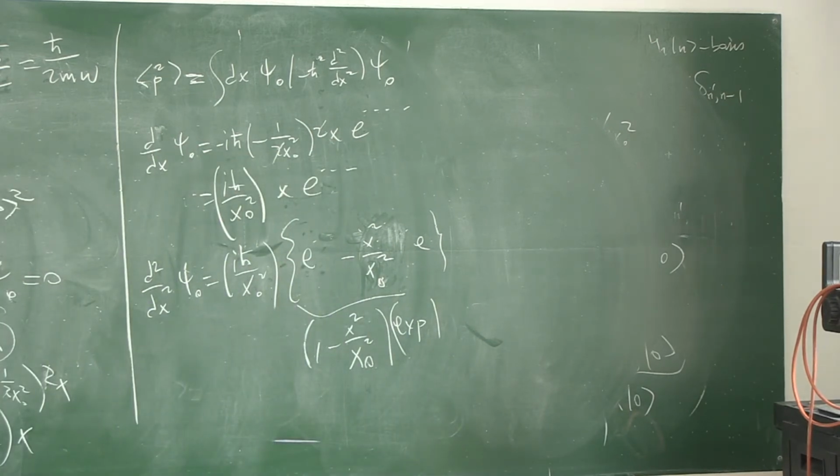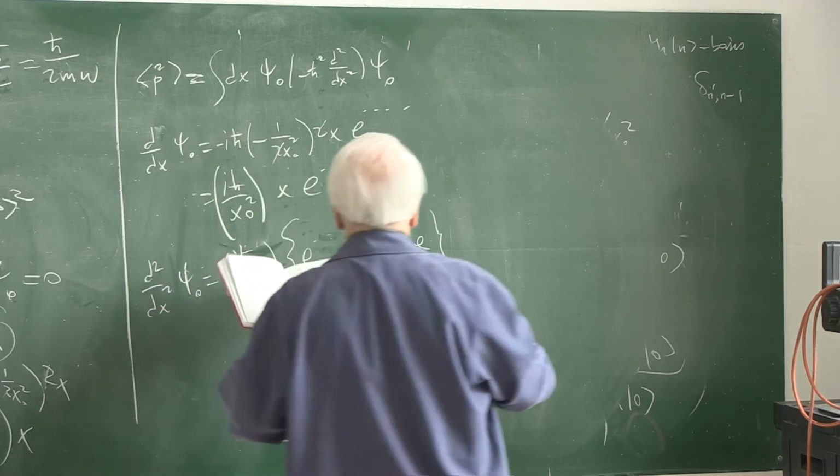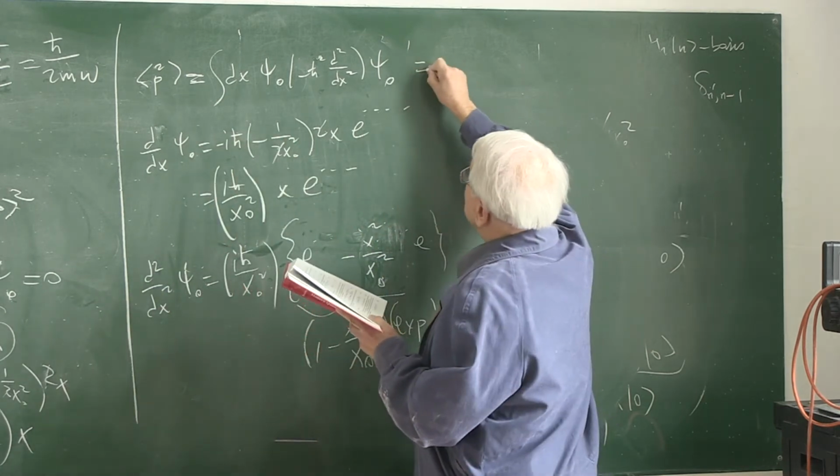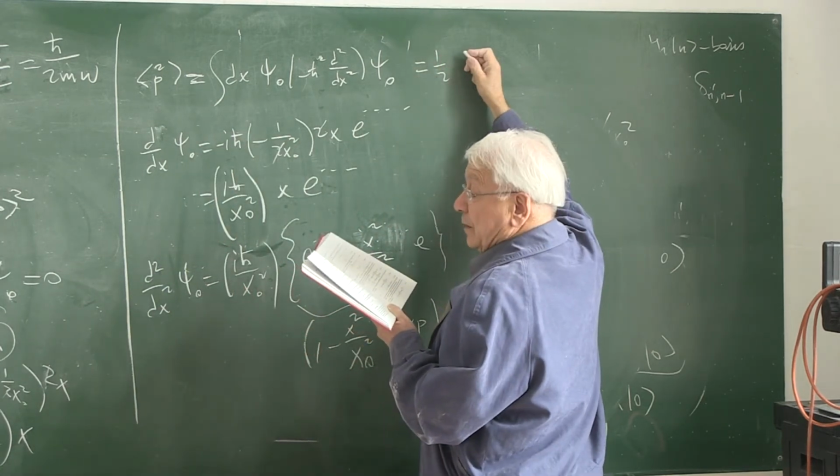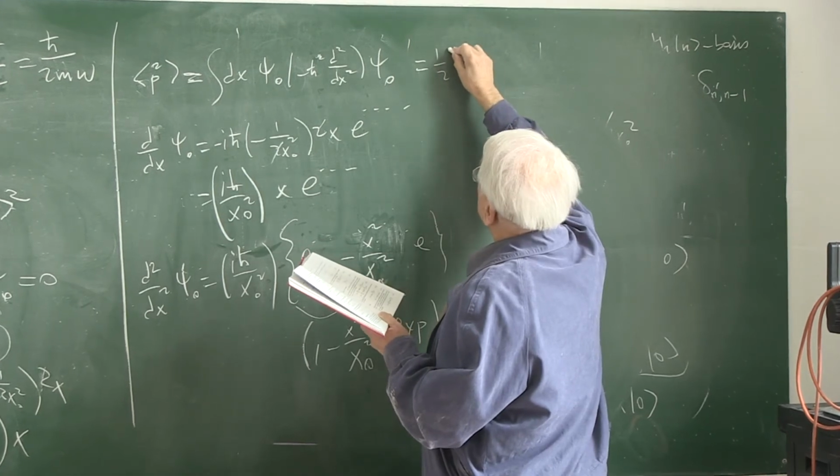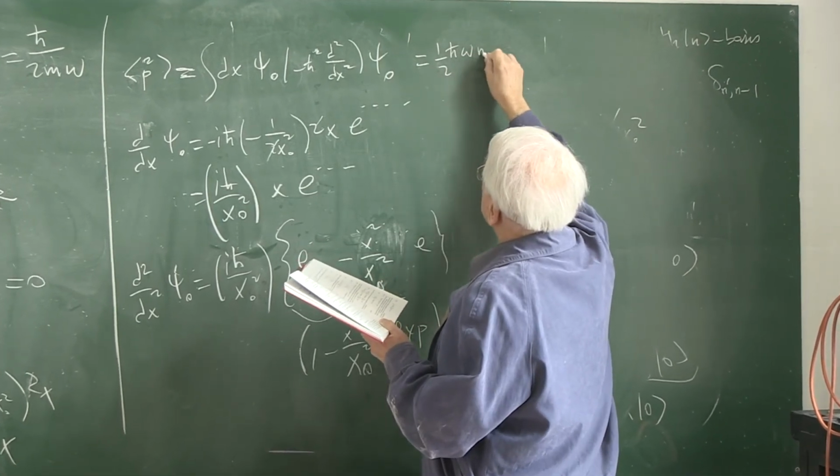Please do it on your own. As I said, it's not a very good idea for any professor, including myself, to try to do such stupid things on the board, but I still attempt to do it. So what you get is 1/2 h bar m omega. So the result is 1/2 h bar omega m.